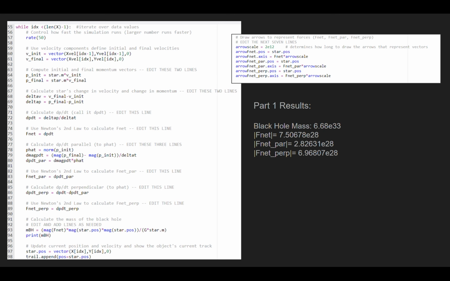Using this, I used a rewritten version of the formula for universal gravitation to solve for the mass of the black hole. The mass of the black hole calculated out to be 6.68 times 10 to the 33 kilograms, and then below you can see the rest of the net force and the parallel and perpendicular components of it.